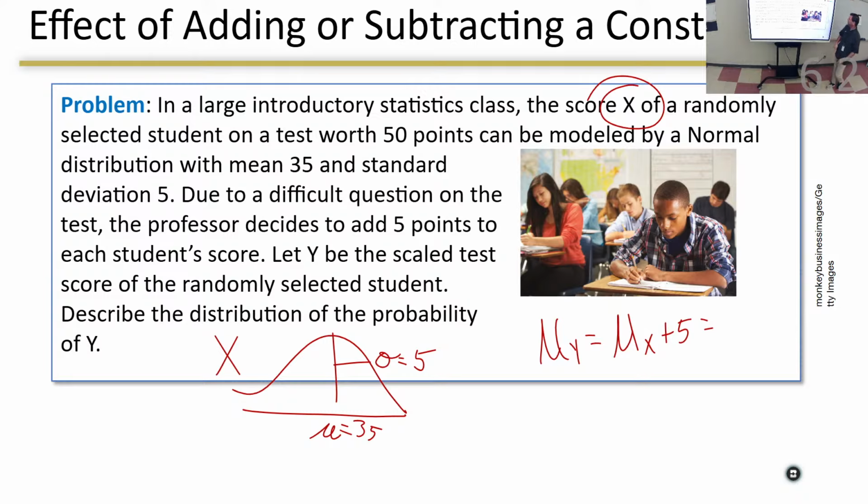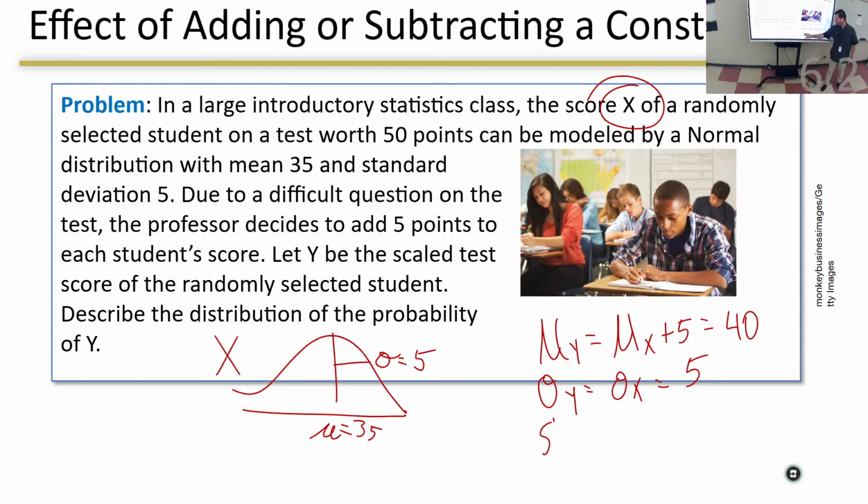Okay? I forgot to hit start. I'll just do it next hour. The mean of X plus 5, which is 40. So again, this is how you need to show this stuff. The standard deviation of Y is equal to the standard deviation of X, which is still equal to 5, because it's not going to change.